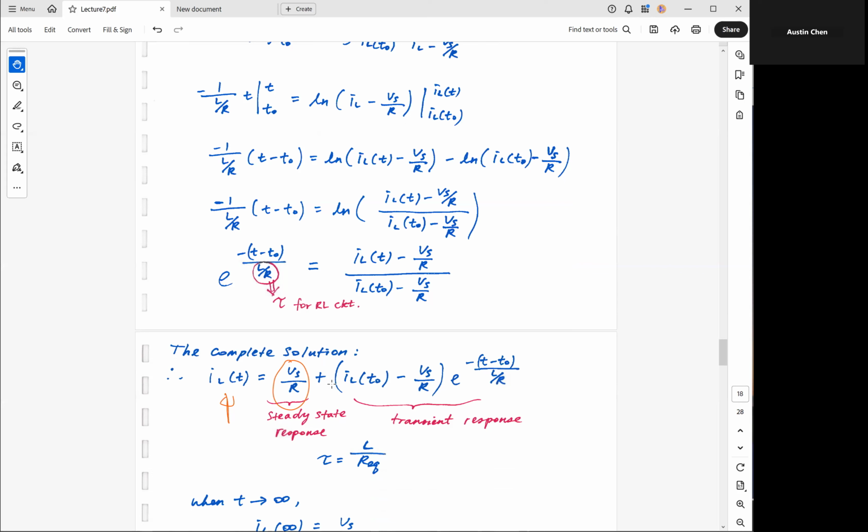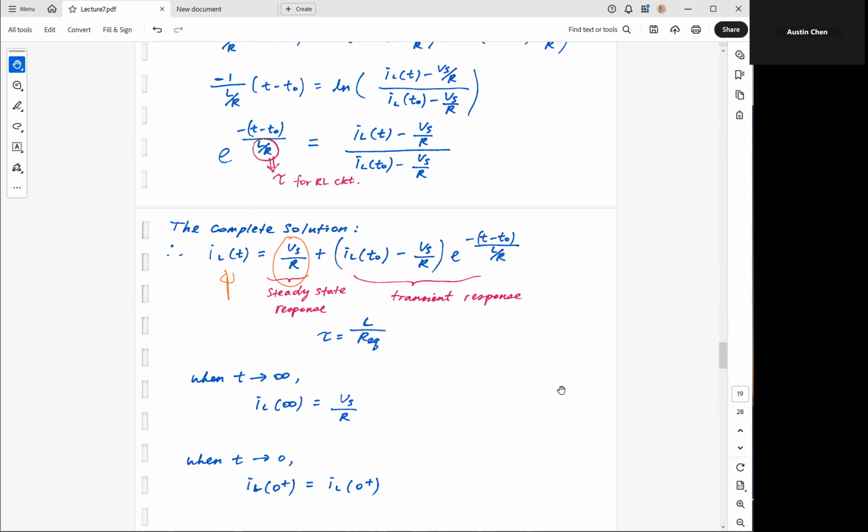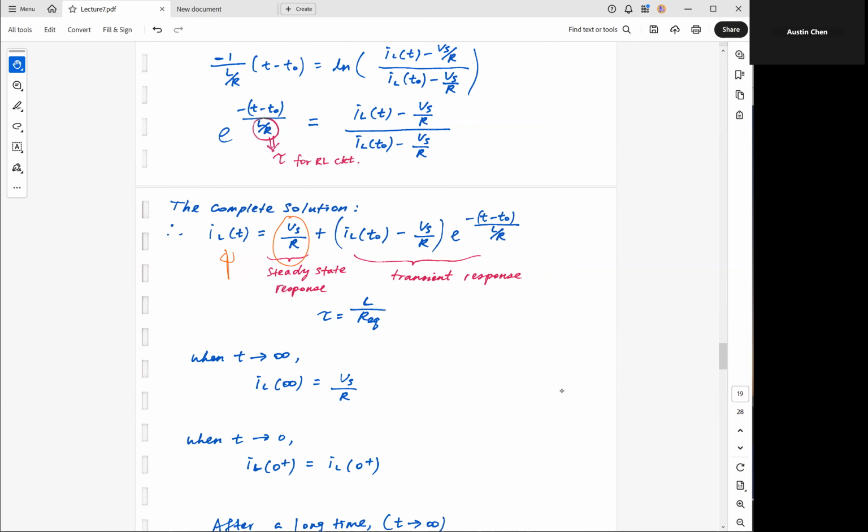If you look at the template here, it's basically the same format as the RC case, because we have final value, plus initial value minus the final value. And if I want to be very specific, I'll put a plus sign over here, because it is after the switching event that we care about, just to be consistent with the solution for the RC case.